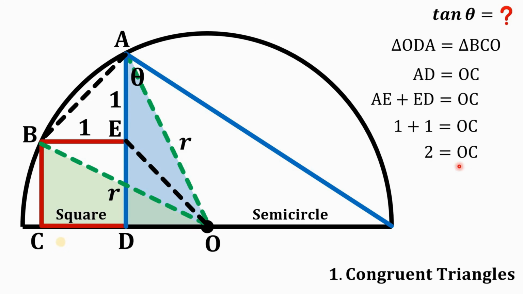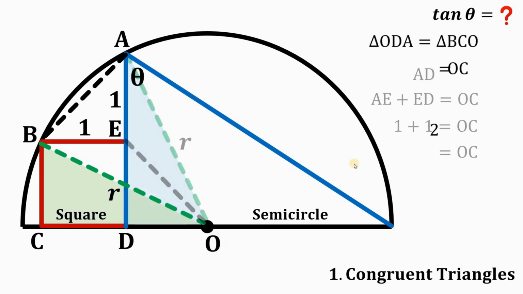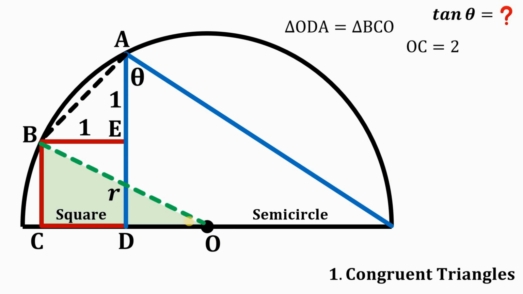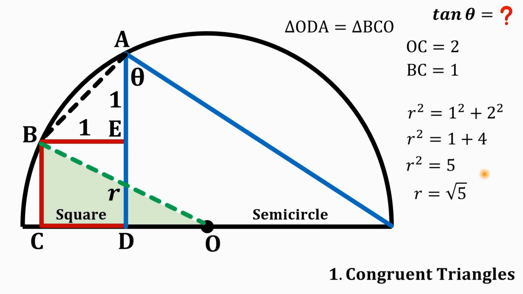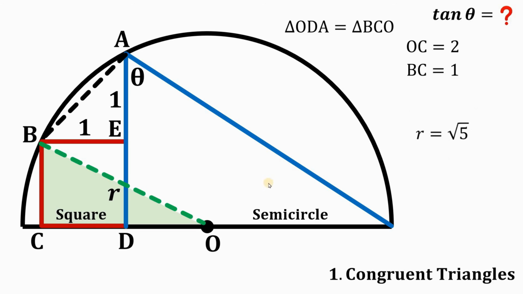Since we now know that the length of this segment OC is 2, we can now focus on this triangle BCO. Now, what is the length of this side BC? This is just 1 because this is just the side length of our square. We have a right triangle BCO. We can now use the Pythagorean theorem to find the value of R, or the length of our radius. We have R squared equals 1 squared plus 2 squared. Solve for the value of R, and we get that R simply equals square root of 5. We now know that the length of the radius of this semicircle is square root of 5.